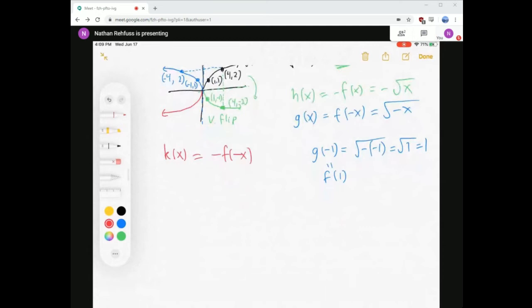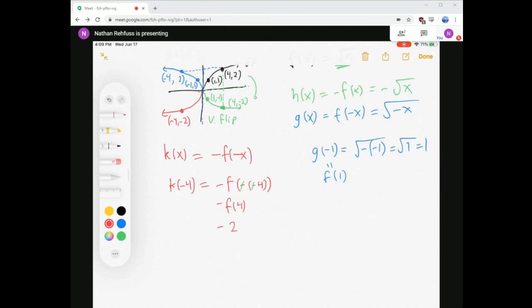So if I take k of -4, that's negative f of -(-4). So the first thing that's going to happen is that these minus signs cancel out. So the minus sign flips the input. This is negative f of +4. And then the second minus sign flips the output, which was 2, now is -2. So this is the point -4, -2.